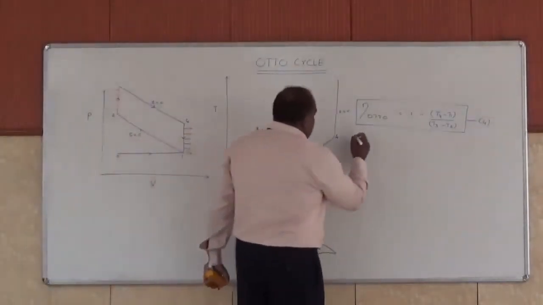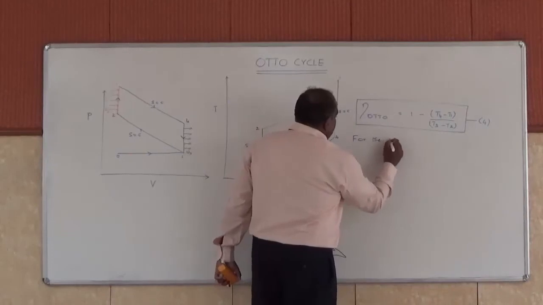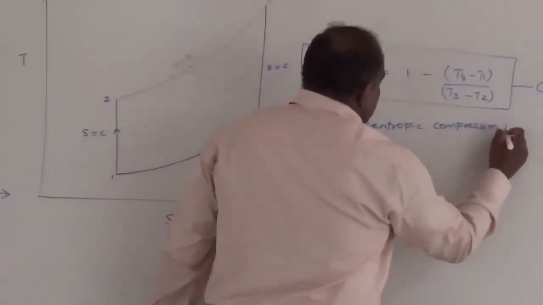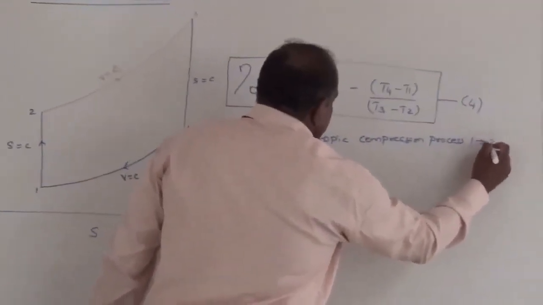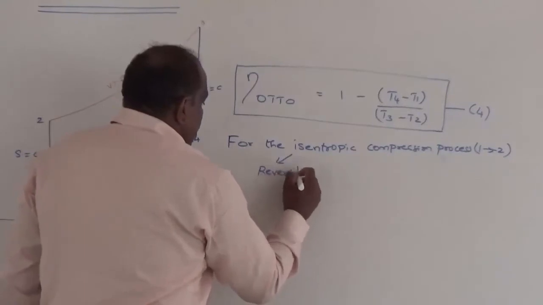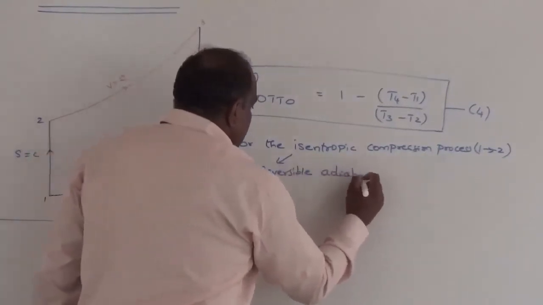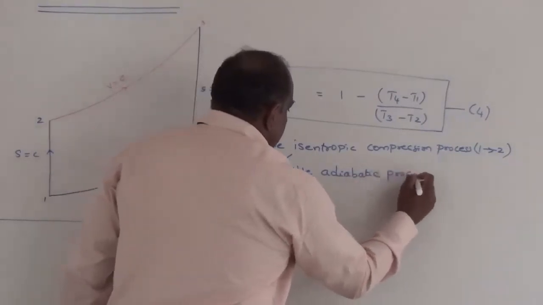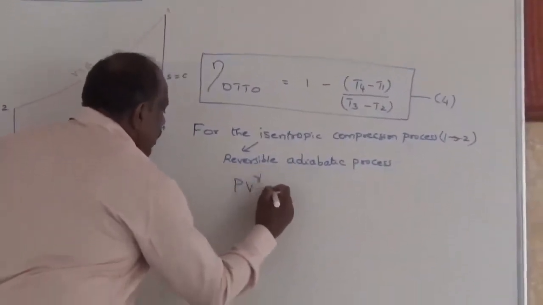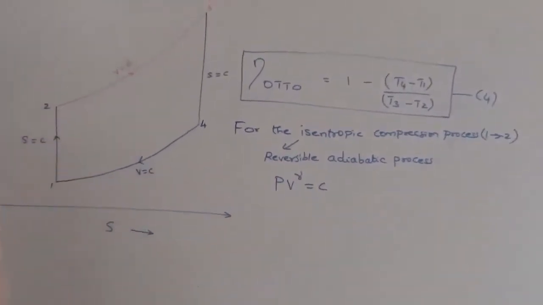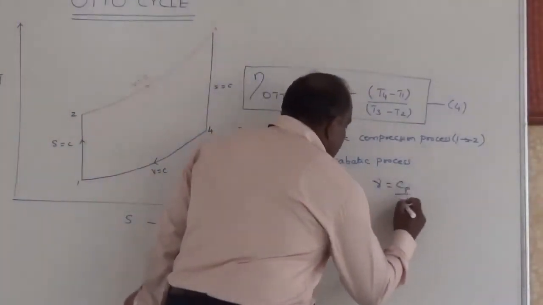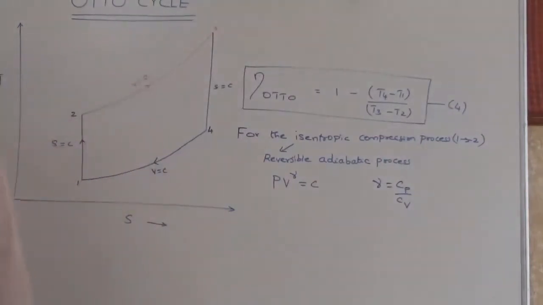Now for the isentropic compression process 1 to 2. We also know that isentropic is nothing but a reversible adiabatic process. So generally the adiabatic process is governed by the following equation: P V power gamma equal to constant, where gamma is the ratio of specific heats, gamma equal to Cp by Cv.